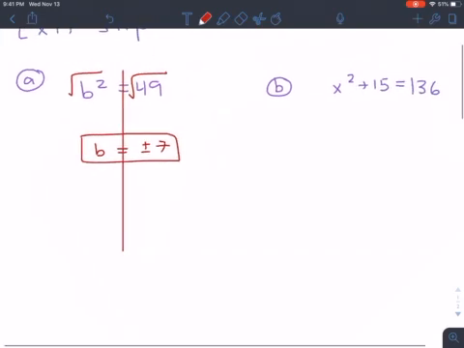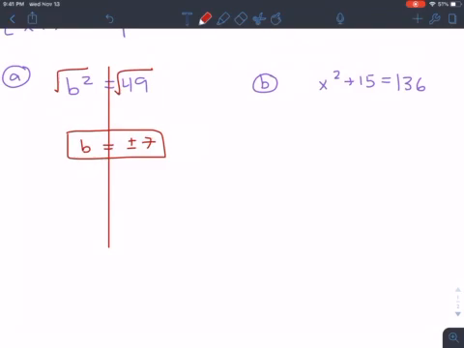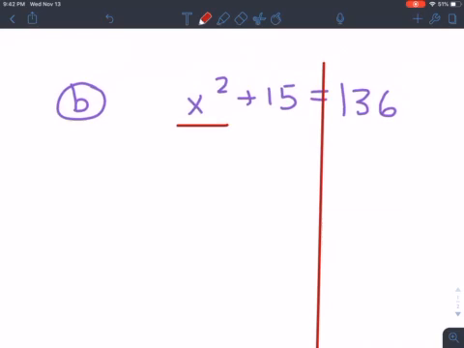Next example, a little bit more advanced. There's one step before I have my squared term all alone. So I'm going to try and get x squared alone by undoing addition of 15. The inverse of plus 15 is minus 15, so I'm going to subtract 15 from both sides. So I'm going to get x squared equals 121.